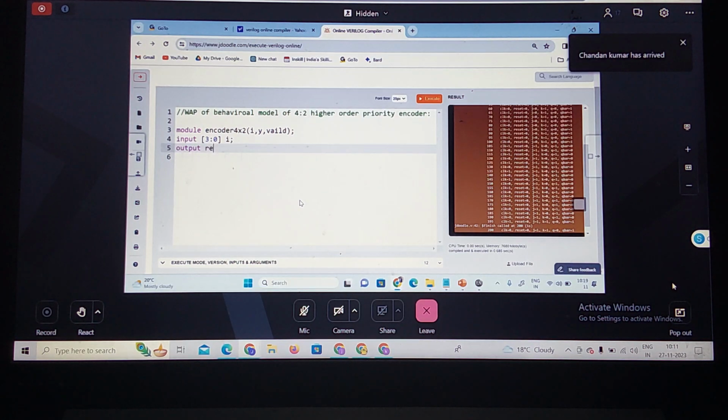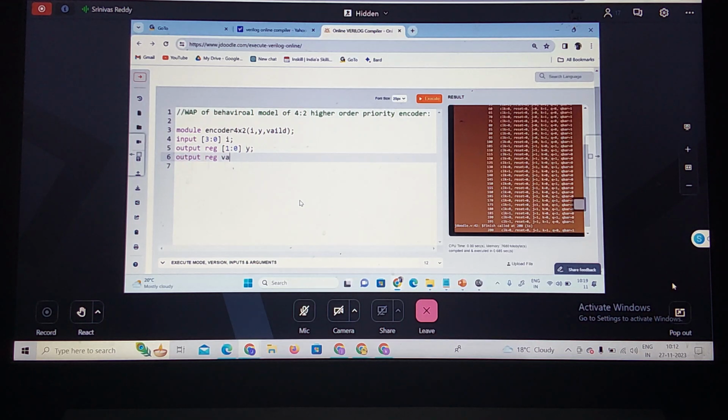reg 1 down to 0, right? 1 down to 0 of Y. Then again output reg valid. It is a scalar. Valid.